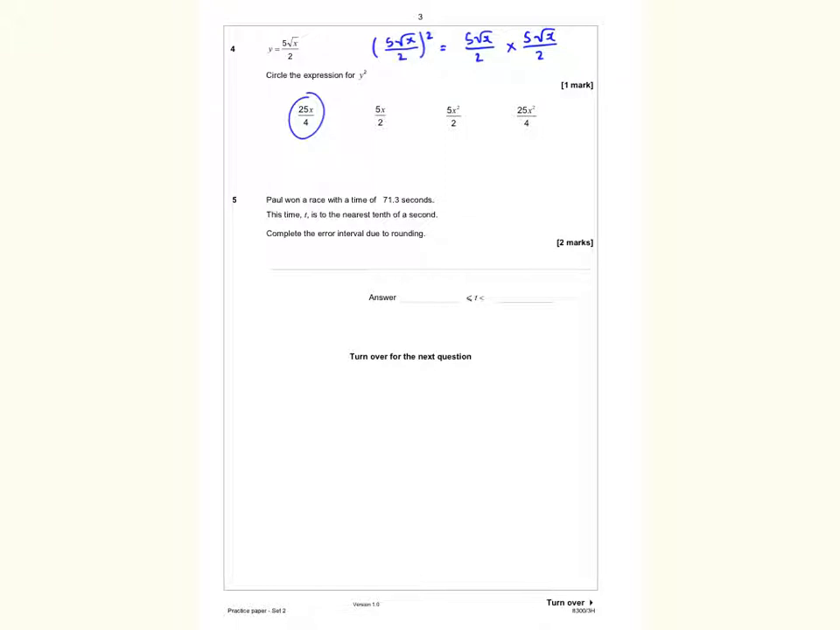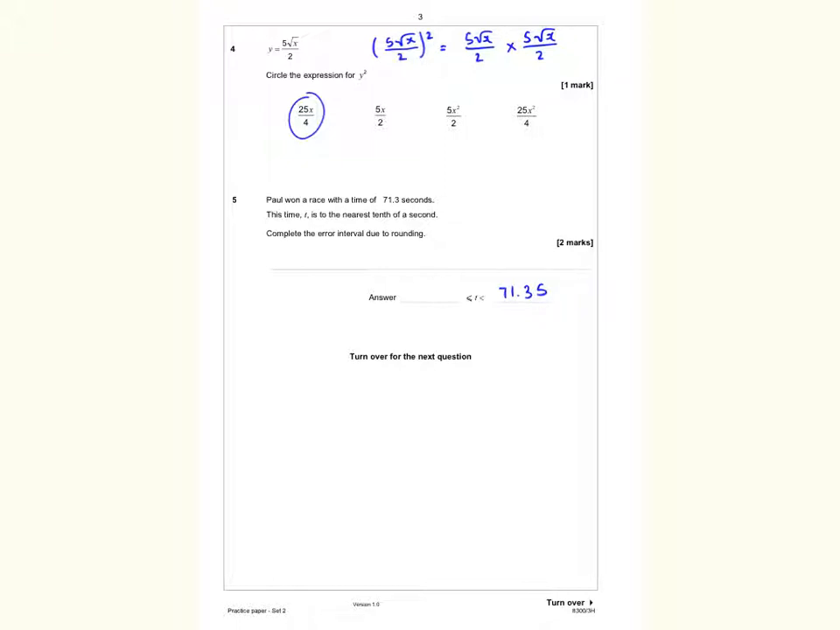Now question number 5, it says Paul won a race with a time of 71.3 seconds. This time t, okay, so they're calling it t now, is to the nearest tenth of a second. So that means they've rounded up to this position straight after the decimal point. Complete the error interval due to rounding. Okay, so when we're finding an error interval, we look at where they rounded up to, and in the next place value we put a 5 here for the upper bound there.